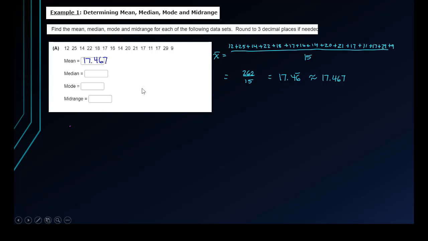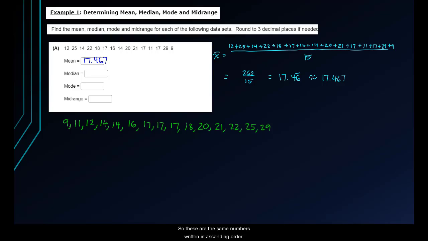Now for the median, mode, and mid-range, it's best to have the numbers written in order because for the median, you're looking for the number that falls in the middle of your group. For the mode, you're looking for the most frequent. If you put them in order, you can tell if any one is occurring with more frequency than others. The mid-range is a calculation that requires you to know the minimum and the maximum, so putting them in order will help with that as well. So I'm going to put them in order. These are the same numbers written in ascending order, and there's 15 of them.